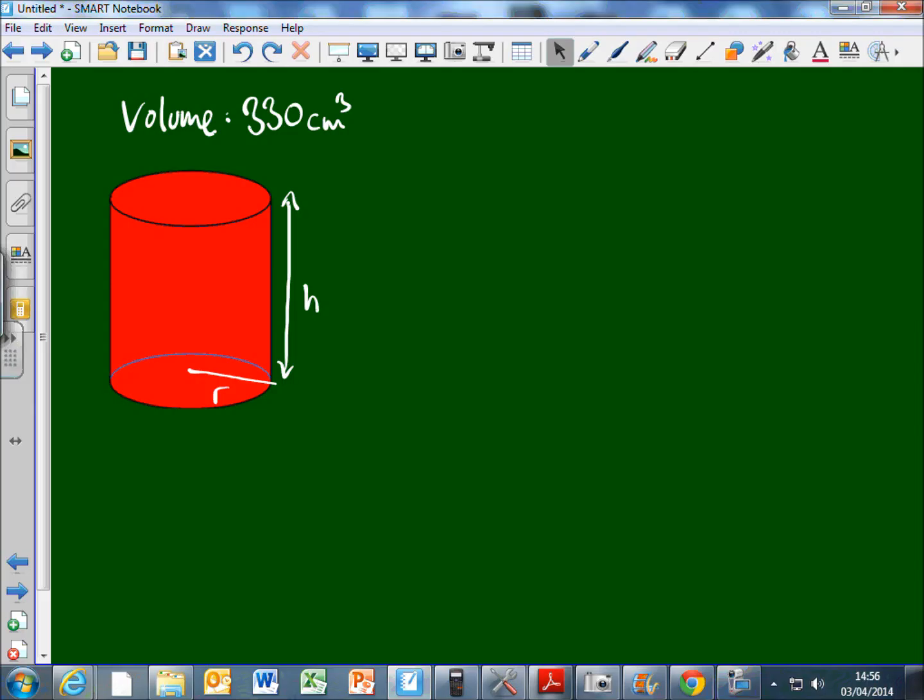So let's have a look then. What did you get then for the volume? Equation of the volume. How can you write down the volume of this thing in terms of r and h? How do you find the volume of that shape? It's like a prism.